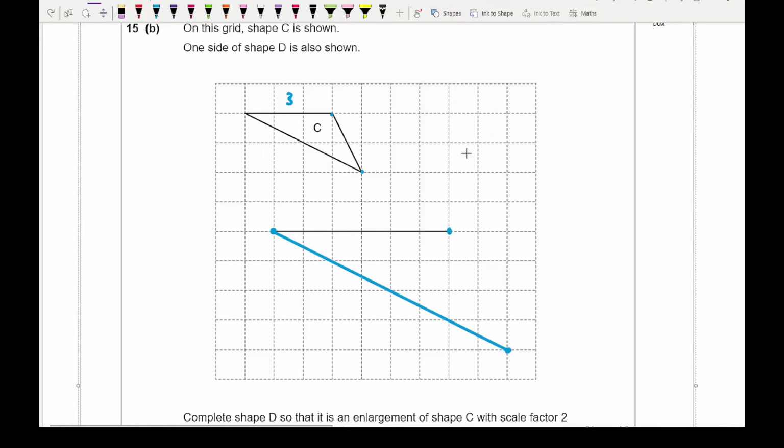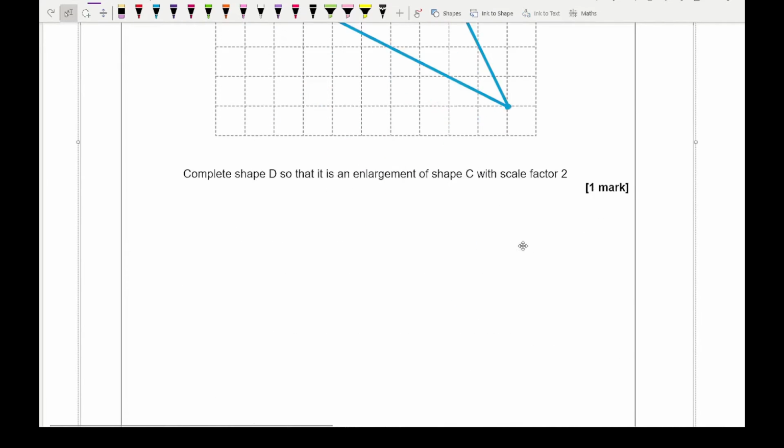And then for the second one, and again, you will lose marks if you're not accurate. And so there we go.